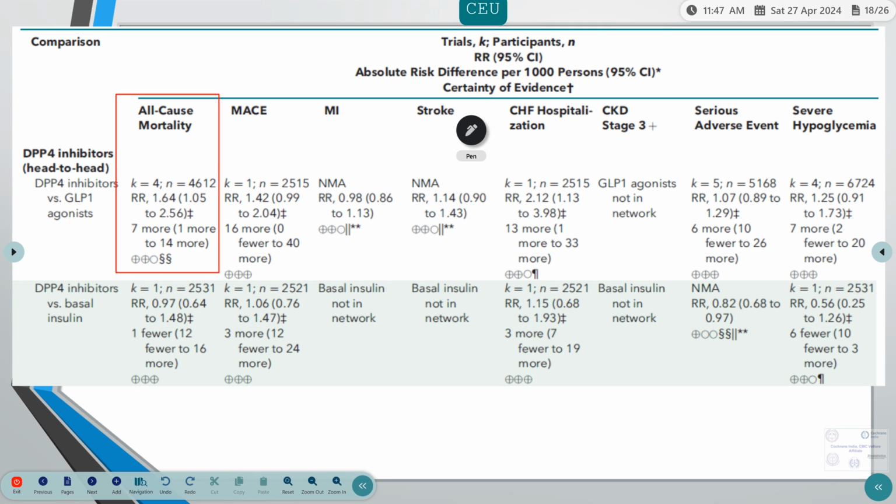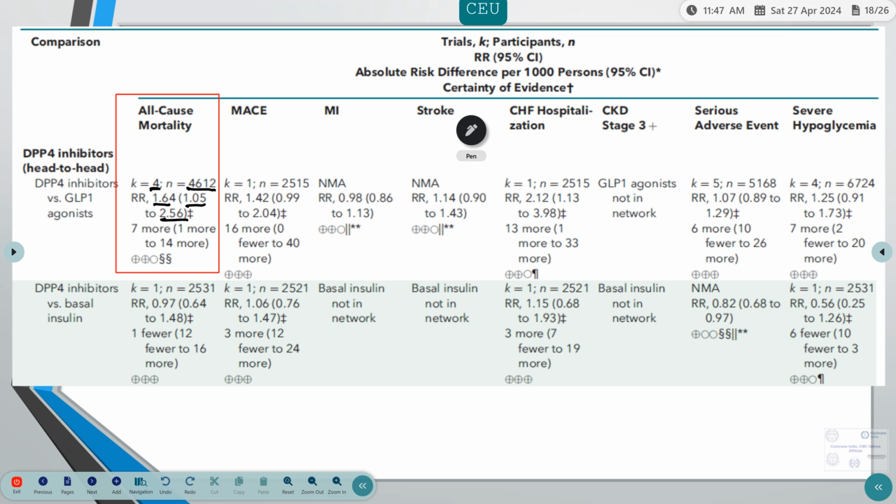So our specific question was about DPP4 versus GLP-1. So we look at that one in particular. So we see this K is the number of studies. There are four studies which are included. Total number of patients were 4816. The risk ratio was 1.64 with the confidence interval between 1.05 to 2.56.